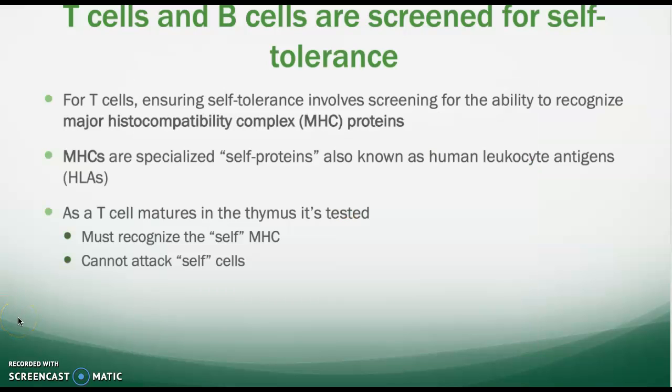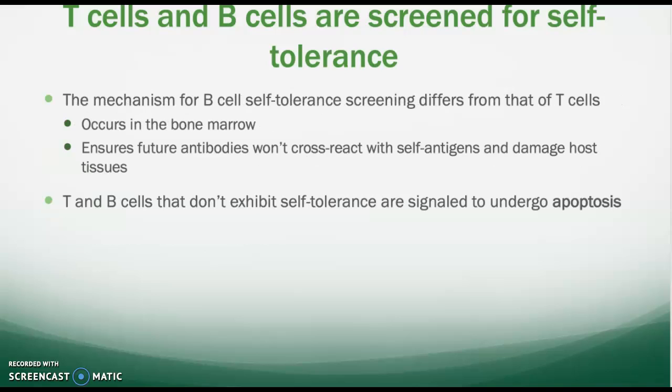I just mentioned that for T cells, they have to be able to recognize these major histocompatibility complex proteins. These are basically self-proteins that allow a T cell to recognize that basically a friend is presenting them with an antigen. And so as the T cell matures in the thymus, it must be able to recognize these self-MHC proteins, but it cannot attack self cells. So that's the kind of difference there. And I'll also do a short lecture on the tablet for this.